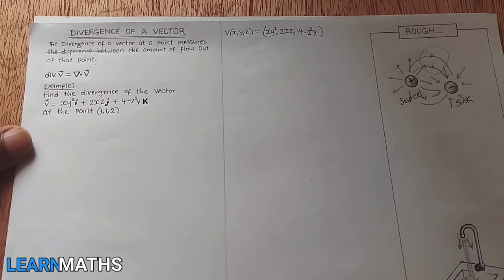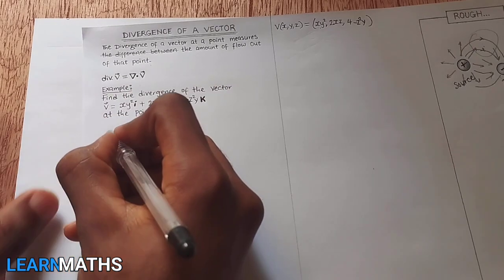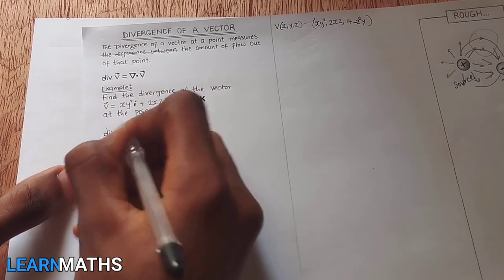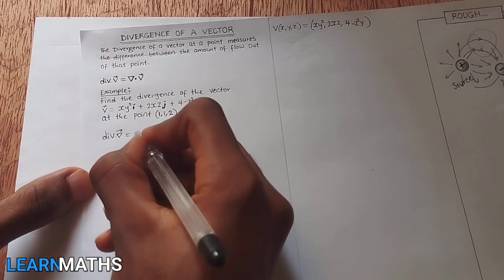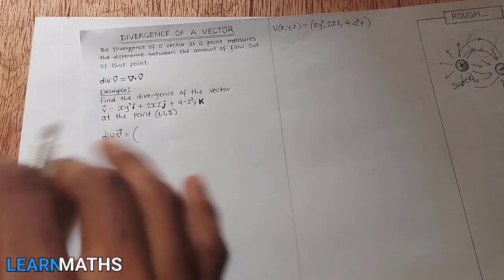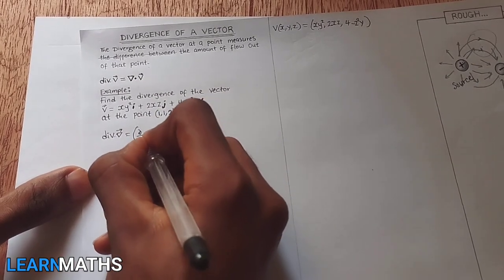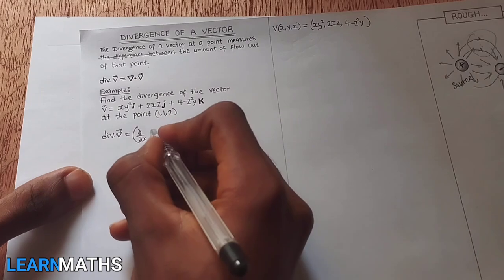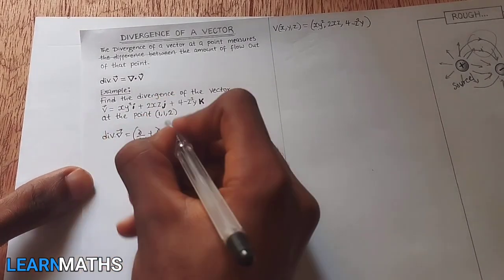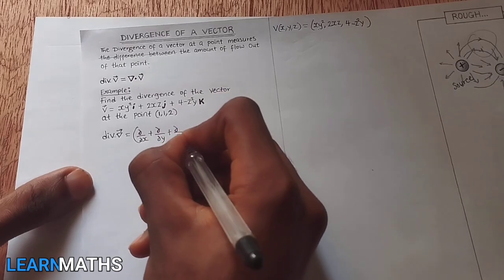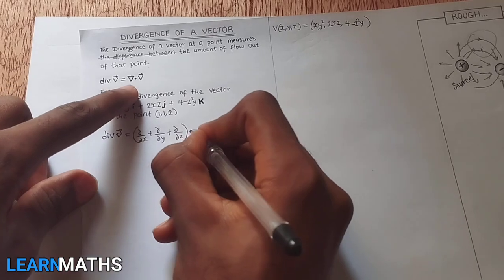Now, the divergence of this vector is this differential, right? The sum of the partial differentials. So the first partial differential is going to be the differential with respect to x, right? And then the next one is going to be the differential with respect to y, right? And then finally the differential with respect to z, okay? Then we have this scalar product here.